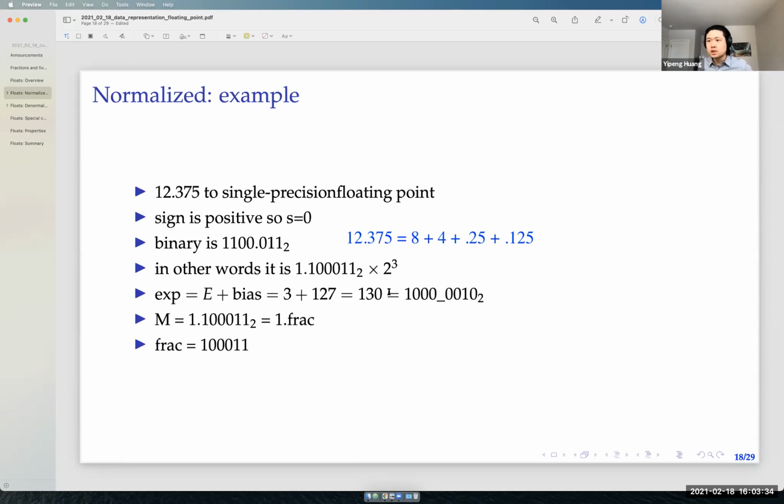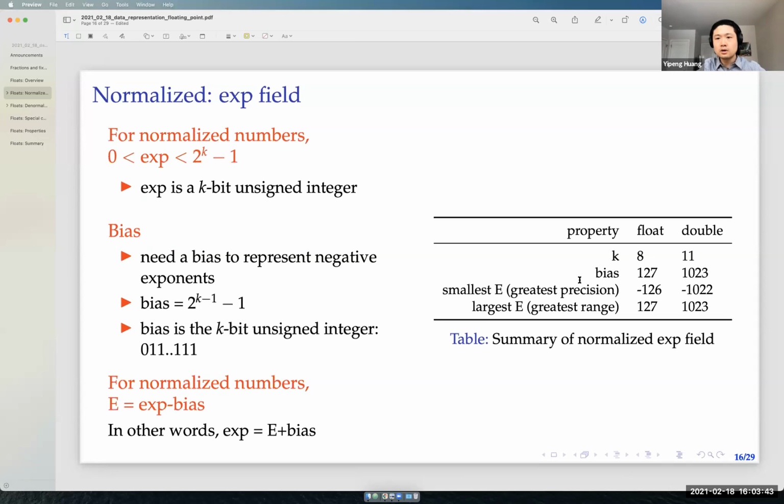So Michael is asking a question here. For all floats, is the bias a constant? The value of the bias depends on whether you're working with a single precision floating point number or a double precision floating point number. For single precision, the bias is 127, and for double precision, the bias is 1023.